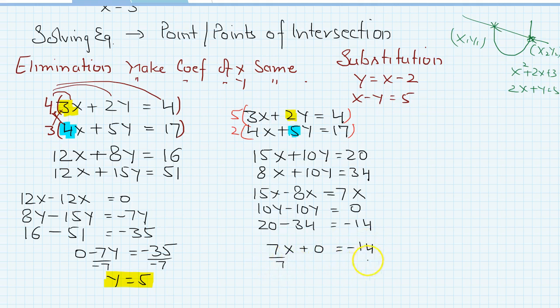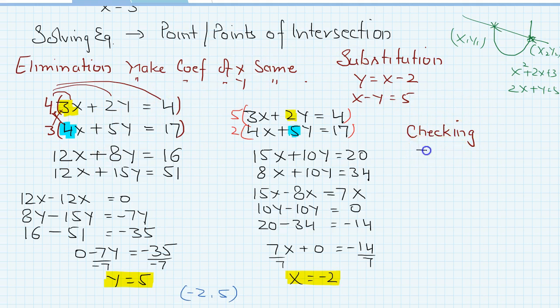So divide both sides by 7. So x is equal to negative 2, and that is the solution. So the point of intersection will be negative 2 and 5. That's how we are going to solve this simultaneous equation using the method of elimination. If you want, you can do the checking also. Although in your syllabus checking is not needed, if you have enough time, you can do the checking.